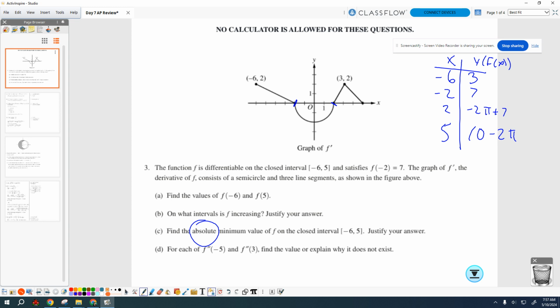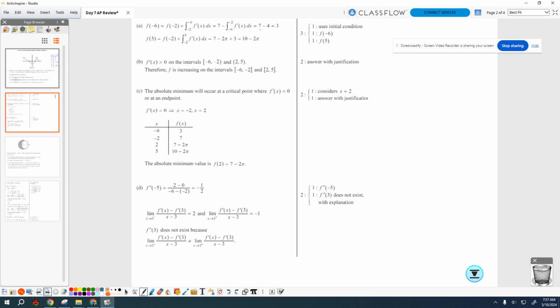So what's the lowest number of all the numbers? Because it says find the absolute minimum value. It didn't say where, it says what is it. So what's the lowest value? 7 minus 2 pi. And look, the table looks familiar. It considers x equals 2, didn't care about the negative 2 this time. But I have seen it where in the rubric, there was only one critical point and it was not the one they wanted. They asked for maximums and it was a minimum. They wanted you to consider it.